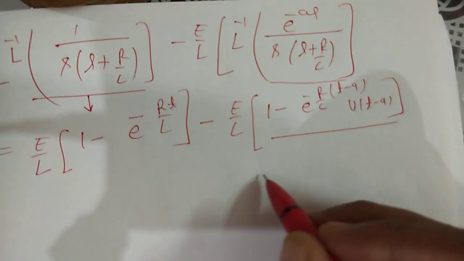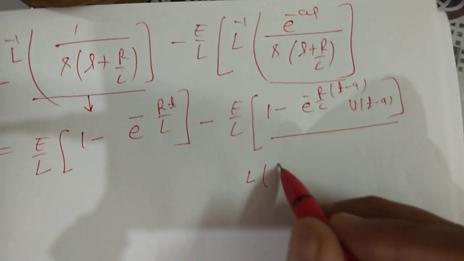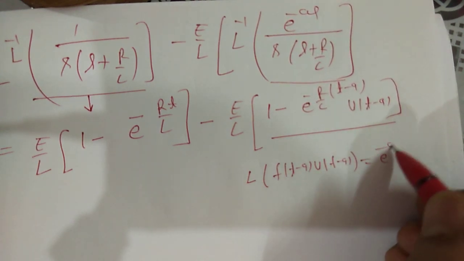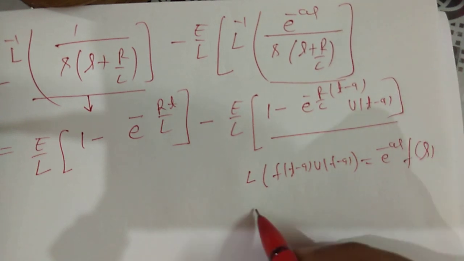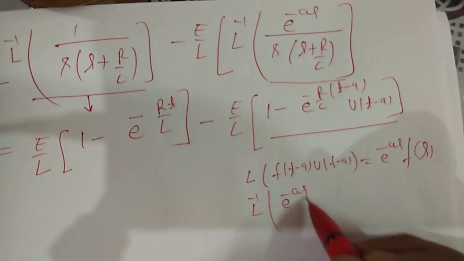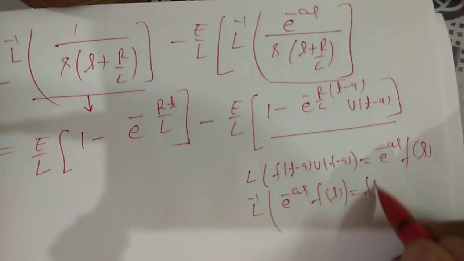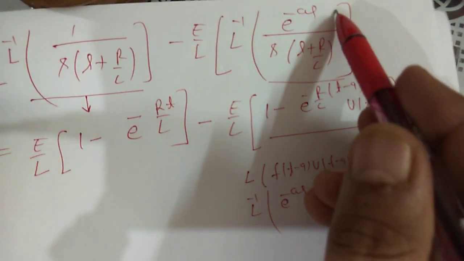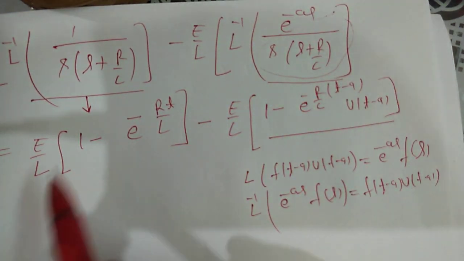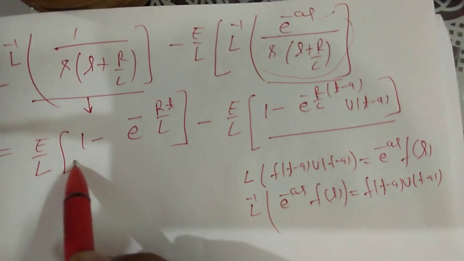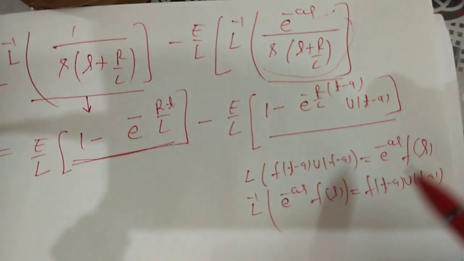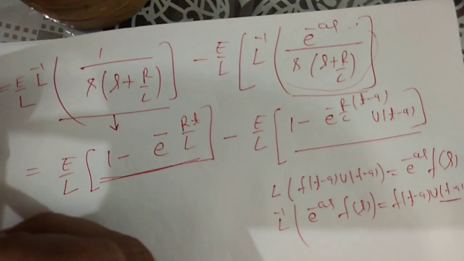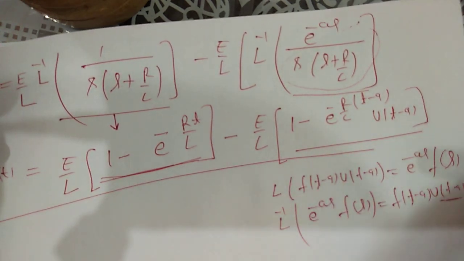This part we are getting from the result that the inverse Laplace of e^(-as) F(s) equals f(t - a) u(t - a). So F(s) is 1/(s(s + R/L)), which we already have from before. In the same function we just replace t by t - a and multiply by u(t - a). So this is your current I. This is your answer.